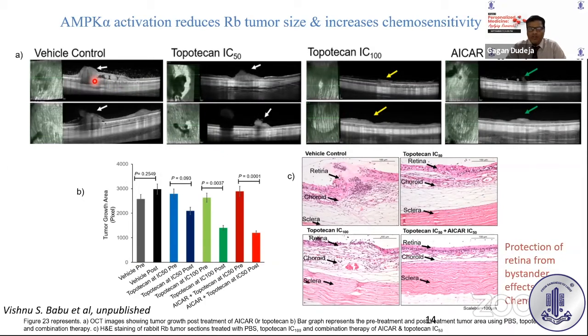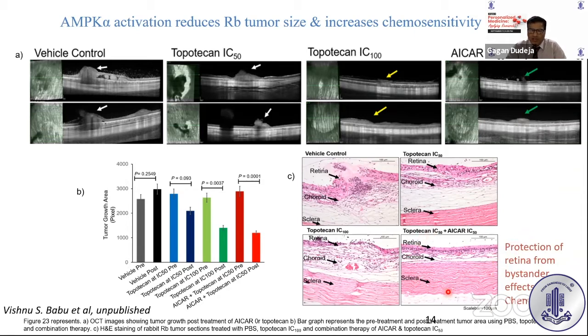This first one is the retinoblastoma tumor being formed. This is an OCT of rabbit. And when you use topotecan in half the dose, you can see the tumor shrinks in size, but it is not completely gone. Whereas topotecan in the 100% dose, the tumor is gone. If we combine ICAR and topotecan, you can also see that there is a near total resolution of the tumor, though not complete in this case.